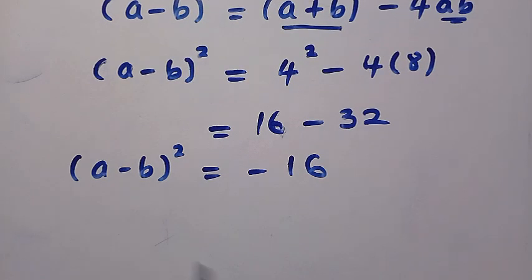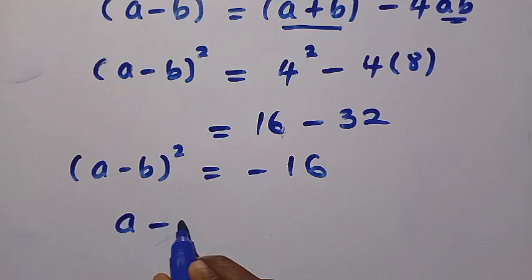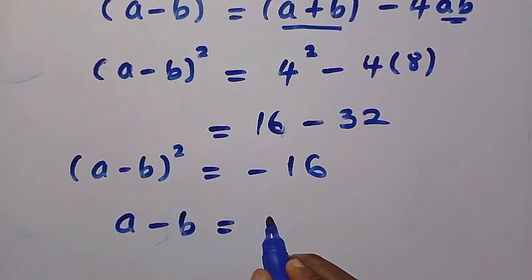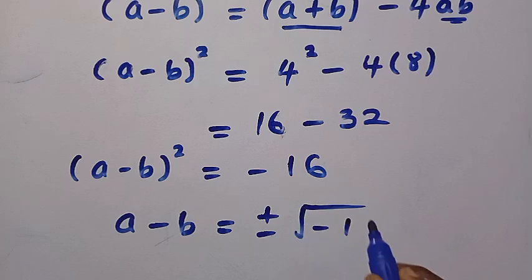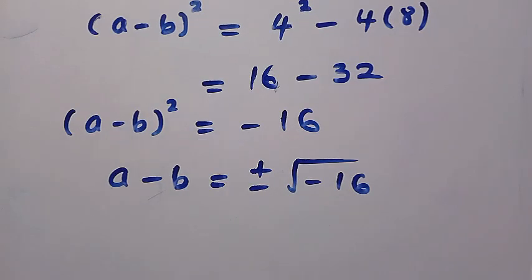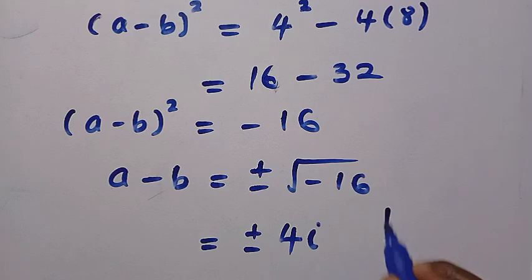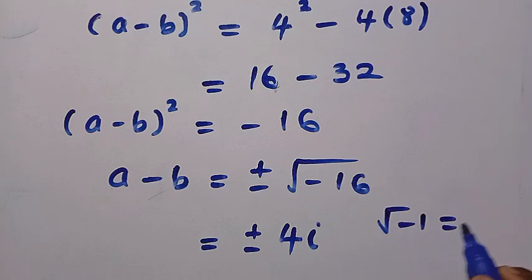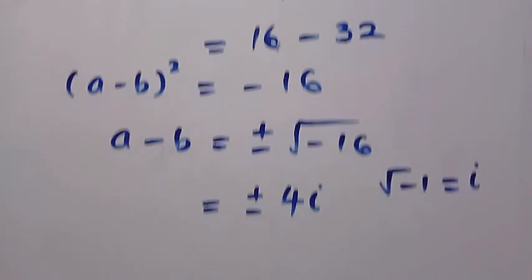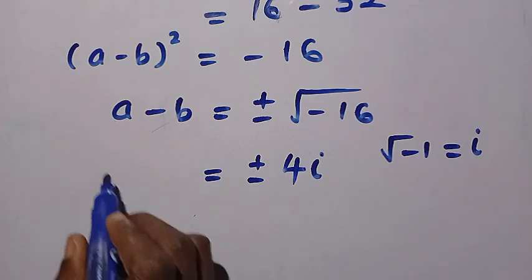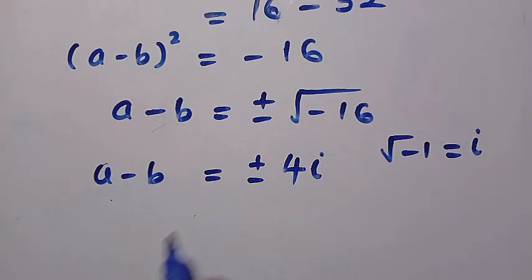By taking the square root of both sides, we have a minus b equals plus or minus the square root of minus 16. Here the square root of minus 16 is plus or minus 4i. Why do we have something like this? Because the square root of minus 1 equals i. So far we have a minus b equals this.